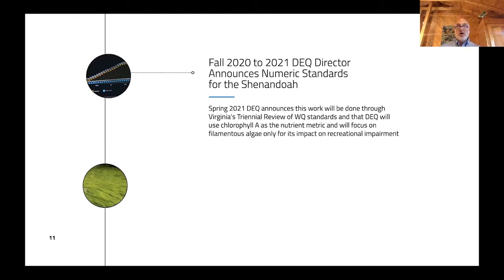And in the fall of last year, David Paylor, the director of DEQ, announced that Virginia DEQ is going to construct numeric nutrient limits for the Shenandoah River. Initially that was supposed to come out at the end of last year. It got pushed a little bit, and then it was folded into Virginia's triennial review. They decided that they would use chlorophyll A as the metric, and that it would focus on filamentous algae for its impact on recreational impairment: fishing, canoeing, paddling, tubing.